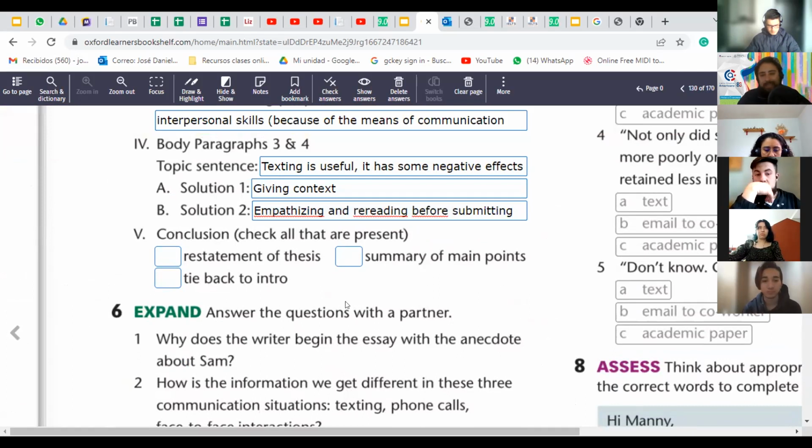What about the conclusion, lastly? Maybe Juan Sebastian. What are the things or the thing that the author of this essay did as a conclusion? Did he make a restatement of the thesis? Yes or no? Oh, Juan Sebastian, are you there? A lot of people seem to be having a hard time with the internet today. Juan? Yes, I'm here. Okay. Did he do a restatement of the thesis? Yes or no?